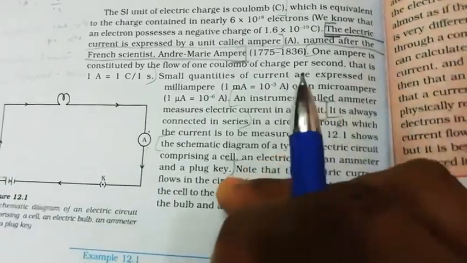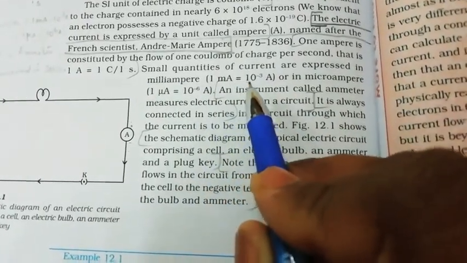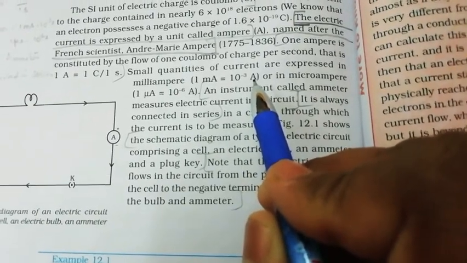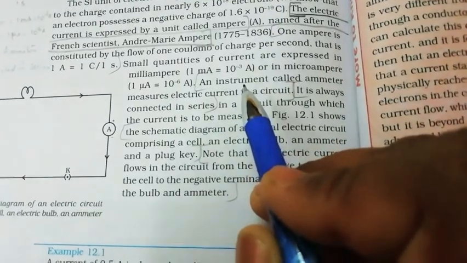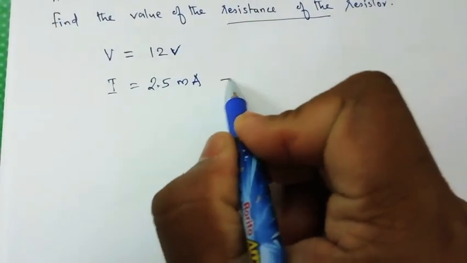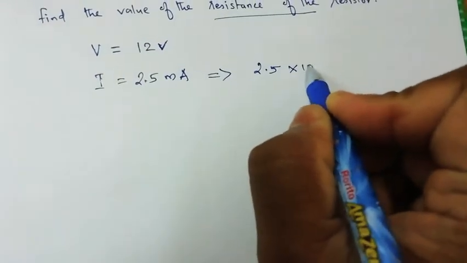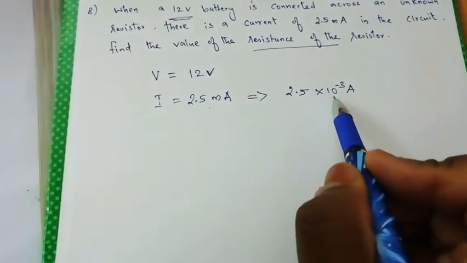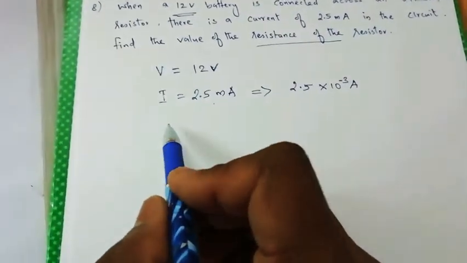Turn to page 200 in your book. It shows that 1 milliampere is equal to 10 to the power of minus 3 ampere, right? So we can write this as 2.5 into 10 to the power of minus 3 amp, right? Milliampere can be written as ampere. So we'll write it like this.